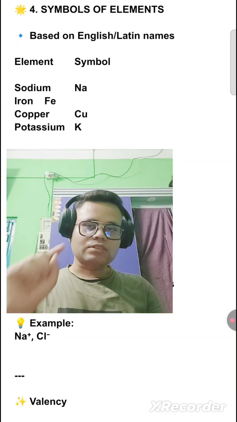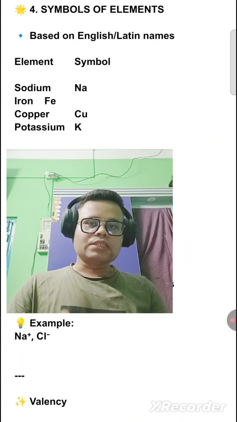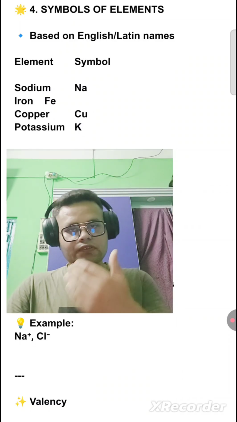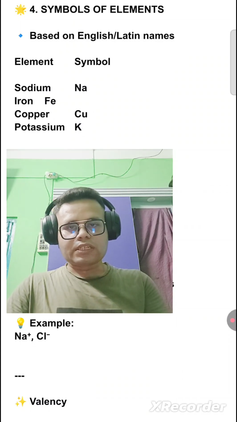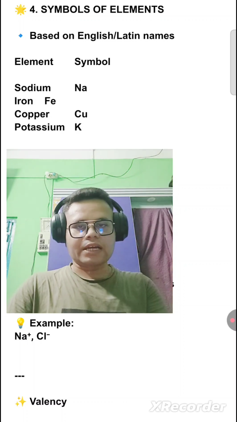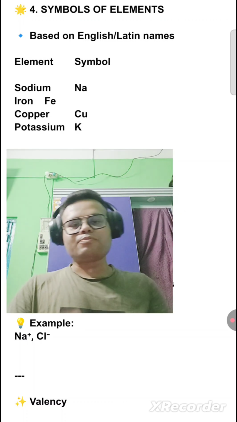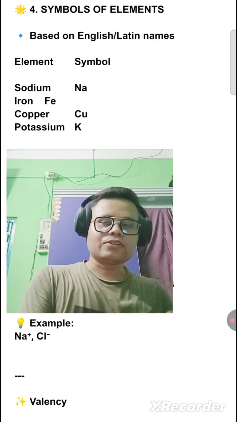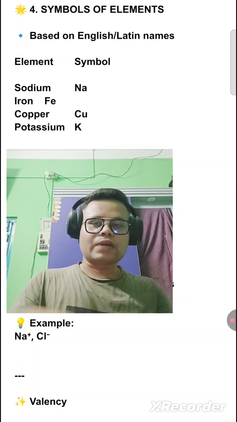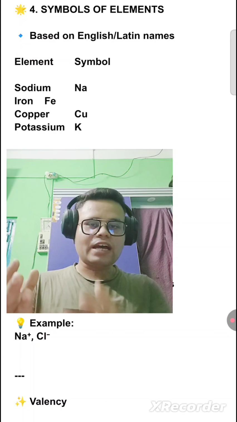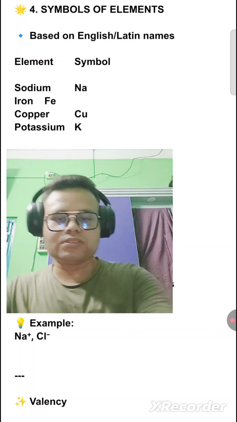If you're talking about the symbols of elements, based on English and Latin names, sodium is denoted by Na, iron by Fe, copper by Cu, and potassium by K. So these are all the symbols of the elements and the names of the elements, and this is the symbols chart.